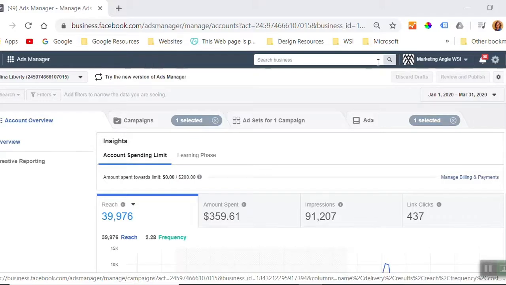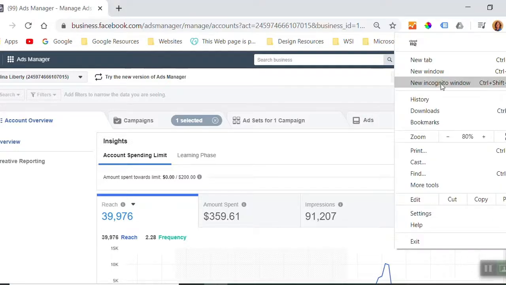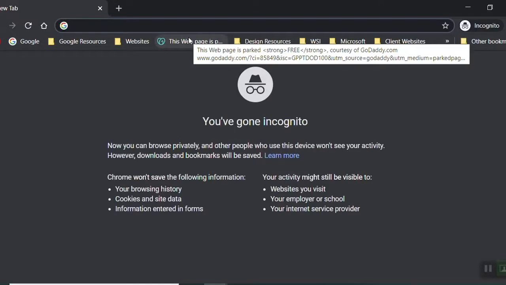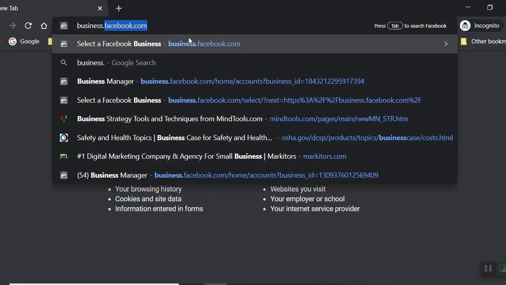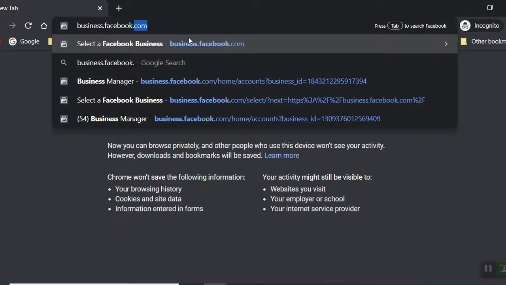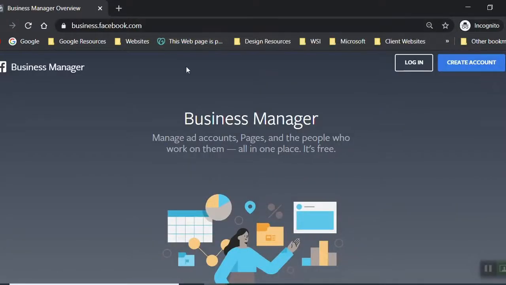The biggest trick that I learned is, if you're using the Chrome browser, go up to the three dots and go to New Incognito Window. That way you're flushing out anything that's in your system and the recognition of who you are. Go to business.facebook.com and then set up an account. This is the best way if you have a business to set this up, so that multiple people can manage it and it's not tied into somebody's personal profile.